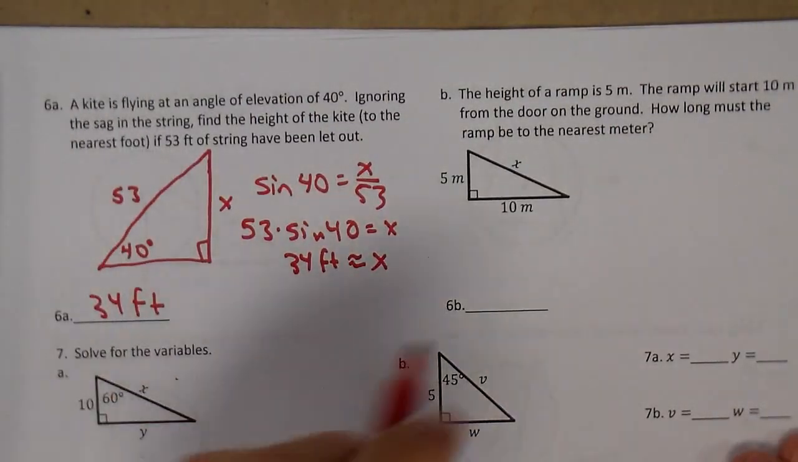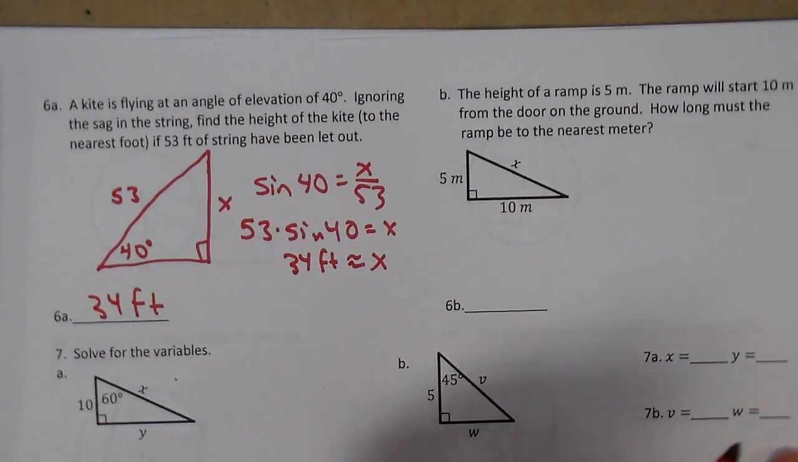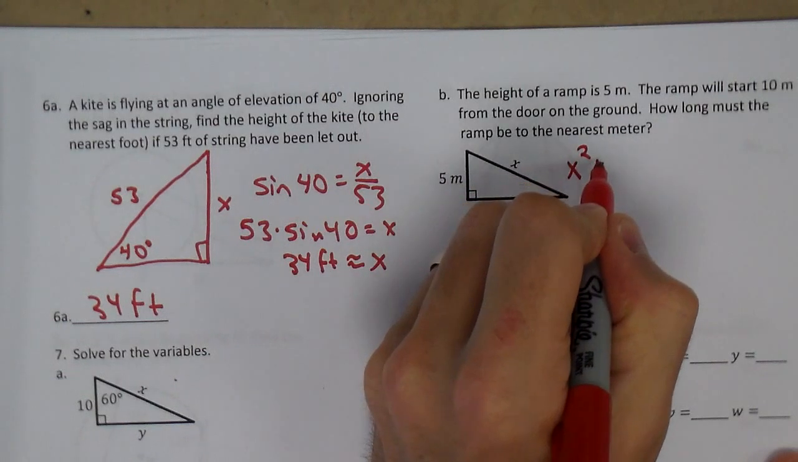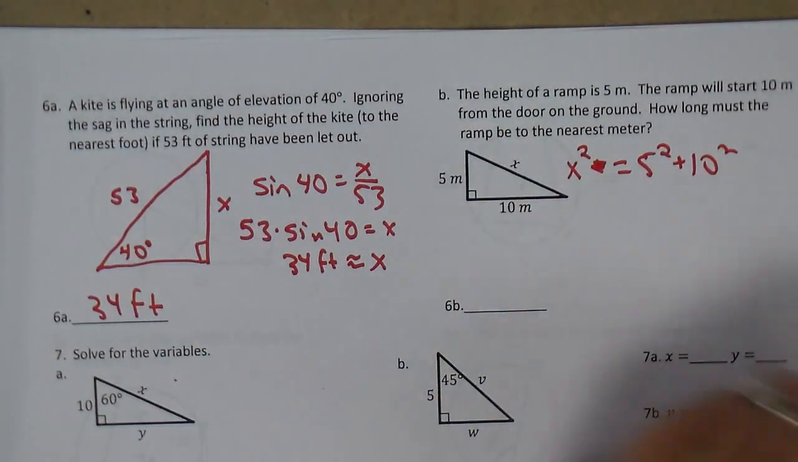For b, the height of a ramp is 5. The ramp will start 10 from the ground. How long must it be to the nearest meter? So I'm not looking for an angle here, so it's not a trig ratio. It's actually going to be the Pythagorean theorem where x squared equals 5 squared plus 10 squared.